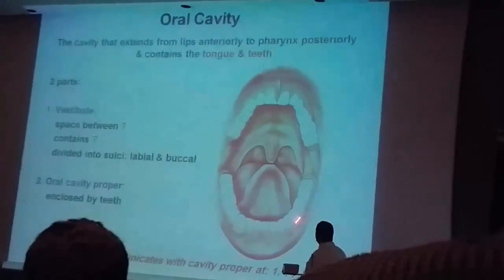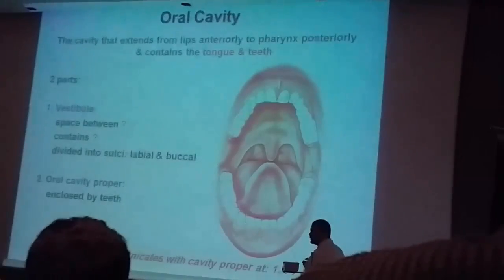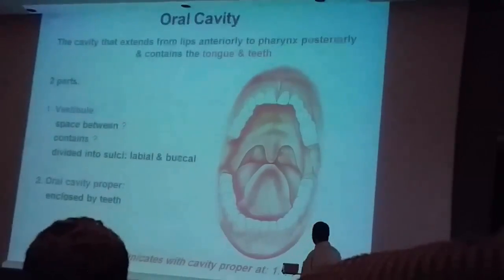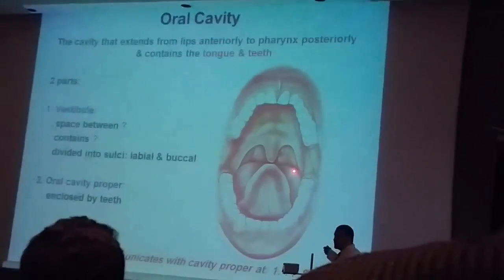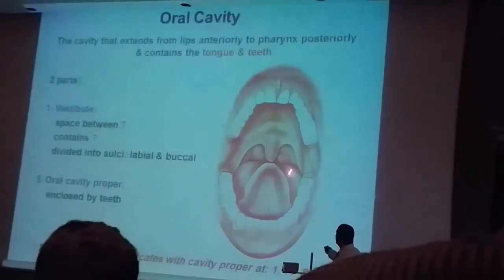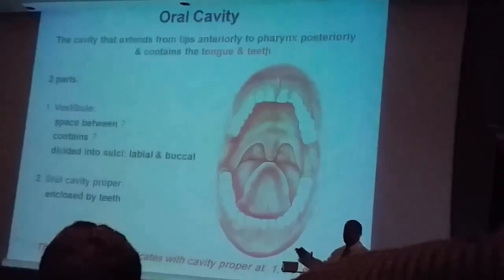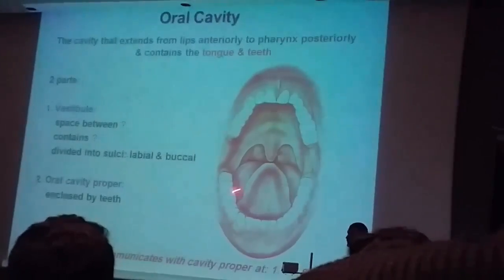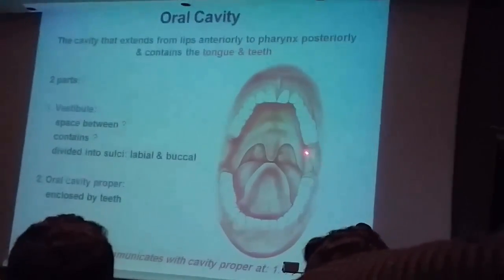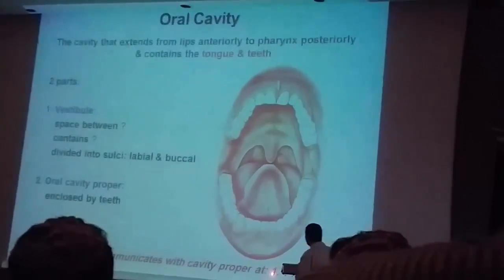Now the vestibule usually communicates with the oral cavity proper through two areas. First, behind the third molar or the wisdom tooth, behind the teeth. When you have no more teeth, there will be a communication for saliva. This is clinically important for the saliva coming from the parotid. How will it reach the oral cavity proper? It can go behind the third molar, where the vestibule and oral cavity proper communicate.